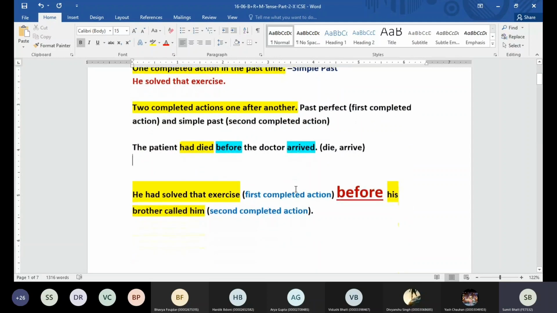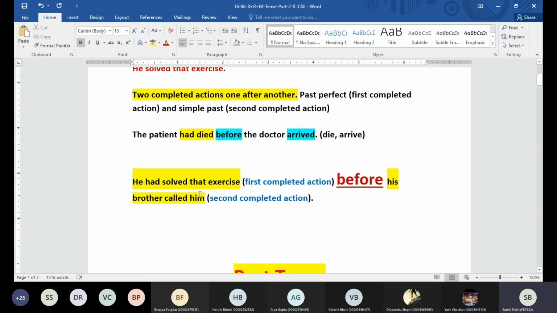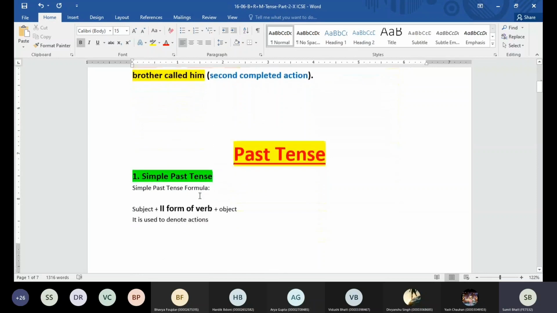Okay, now let's continue. So we have: he had solved that exercise, the first completed action, before his brother called him. So can I say before his brother had called him? Would that be right? No, sir. We use two of the past perfect tense here, so that's going to be incorrect. We have to use past perfect for the first completed action, and simple past for the second completed action. Later we'll do more exercises related to the same.